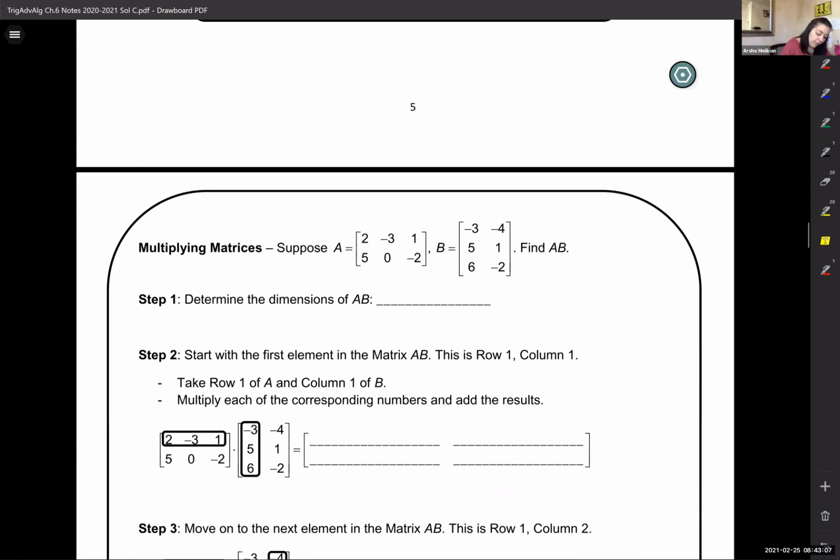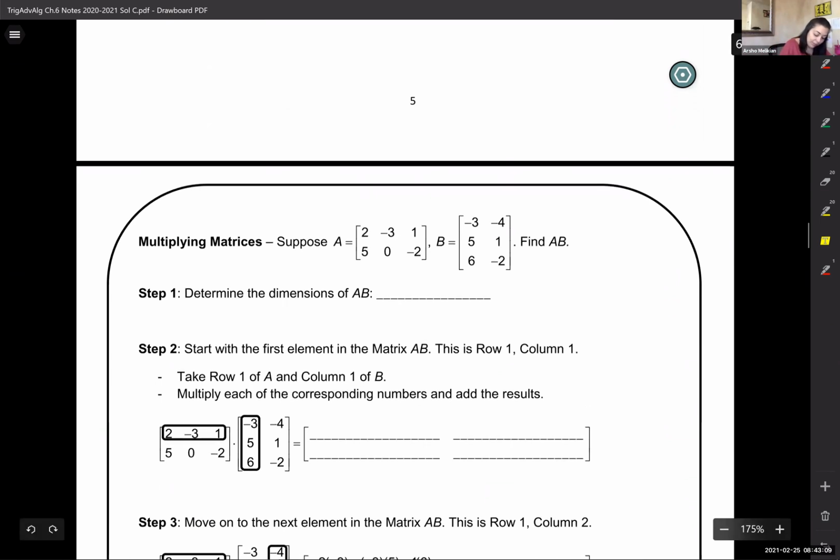Okay, we're going to multiply A times B. Let's first figure out the dimensions. Here, A is 2 by 3, and B is 3 by 2. So does anybody want to tell me what the dimensions of the product are going to be? Just yell it out. 2 by 2, yes. All right, so we're going to have a 2 by 2 matrix like this when we're done multiplying.